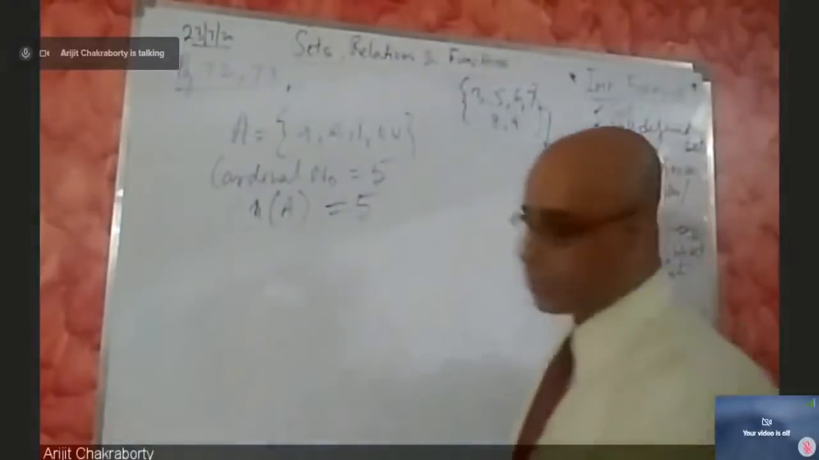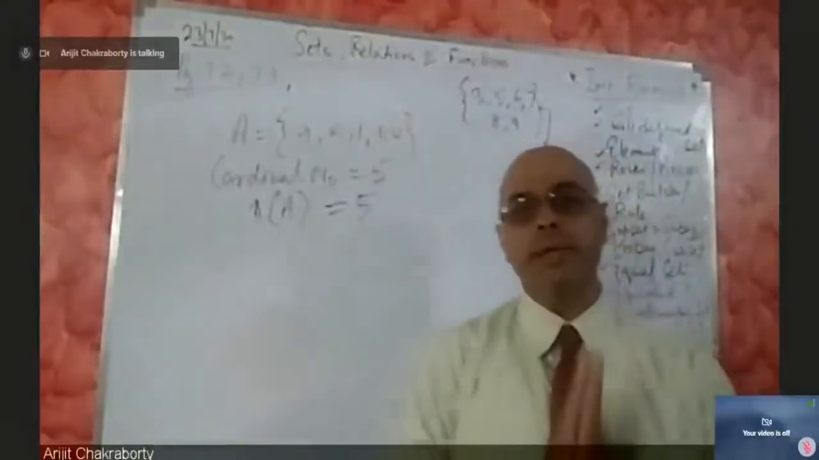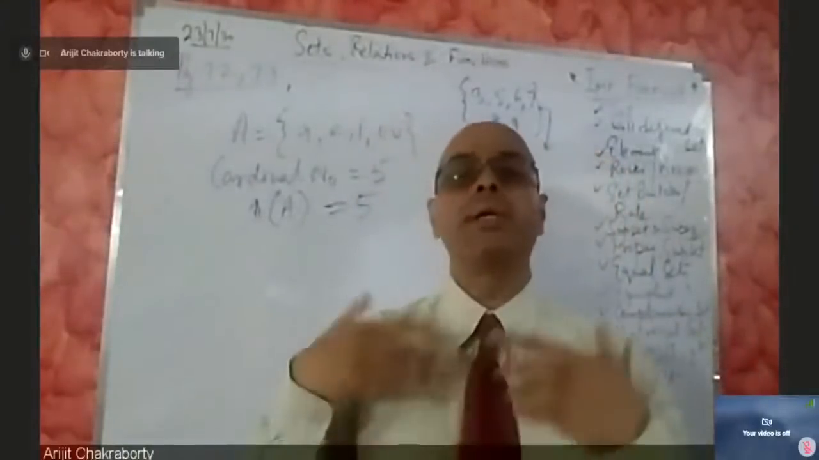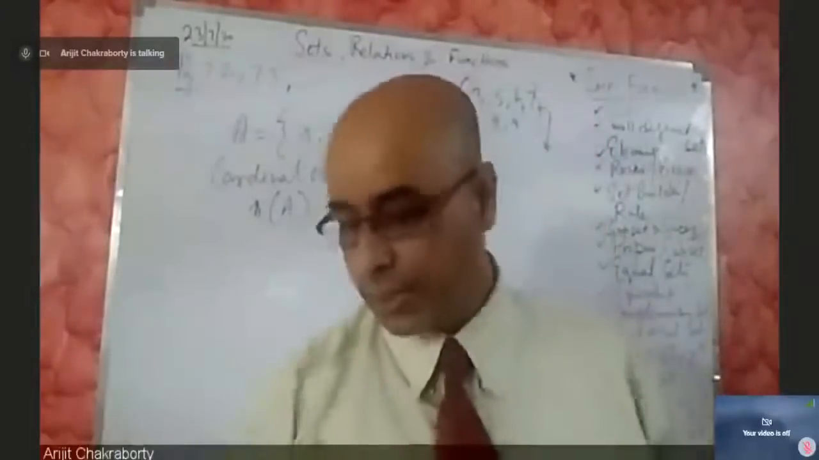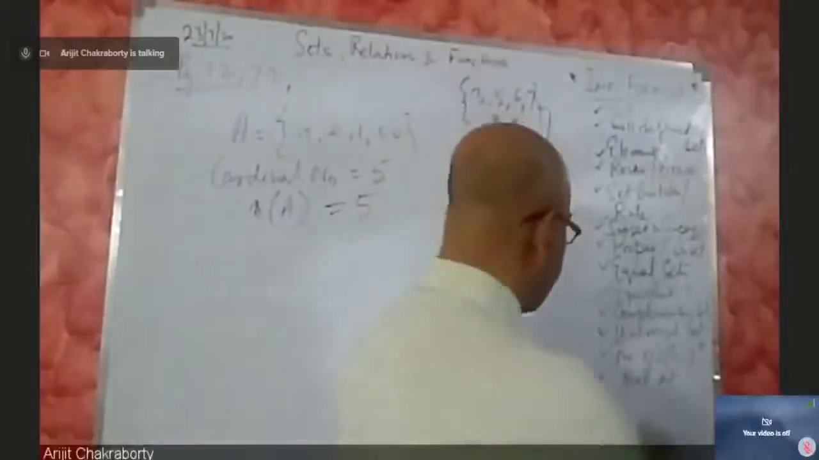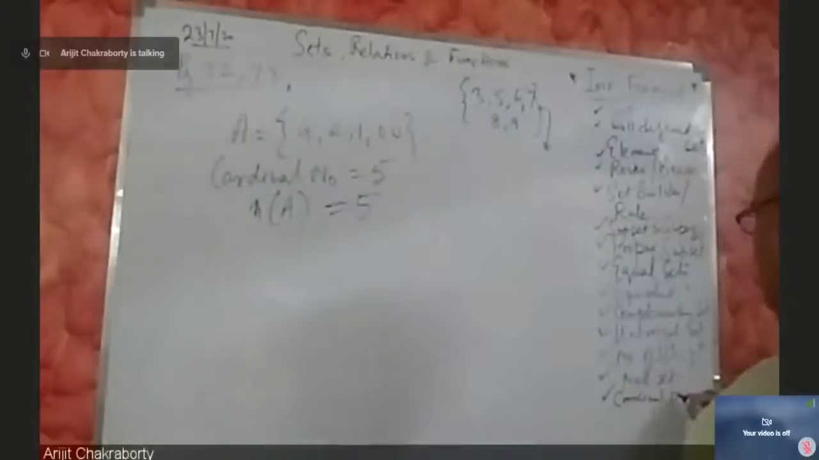Okay. So please note that here set A has 5 letters: A, E, I, O, U. In other words, it has a cardinal number of 5. Please note this. Again, I write here the new concept: cardinal number.